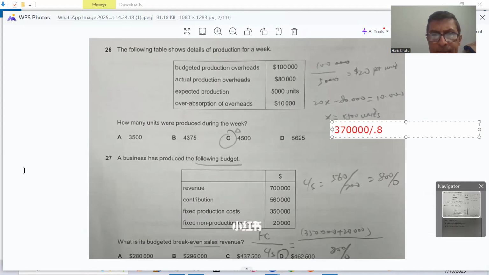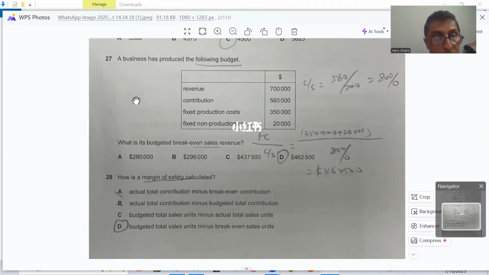I hope you got it. Not that difficult. You just need to know the formula of the break-even and how a margin of safety is calculated. Actual total contribution minus break-even contribution. Actual total contribution minus budgeted total contribution. That is not it, obviously. Budgeted total sales unit minus actual total unit. No. Budgeted total sales minus break-even sales.